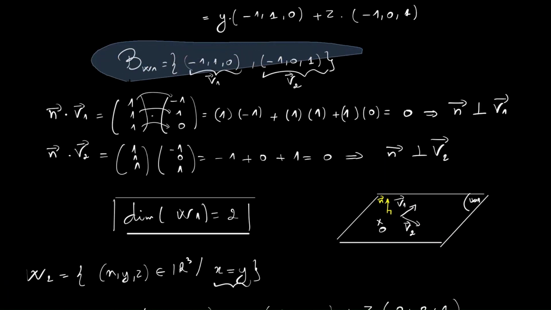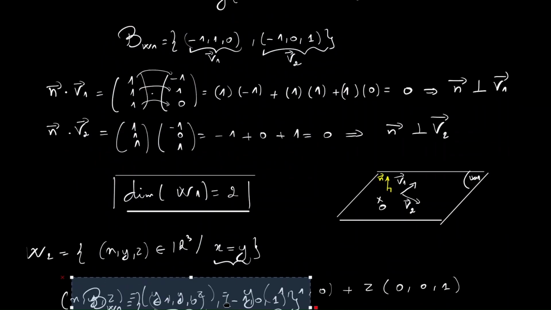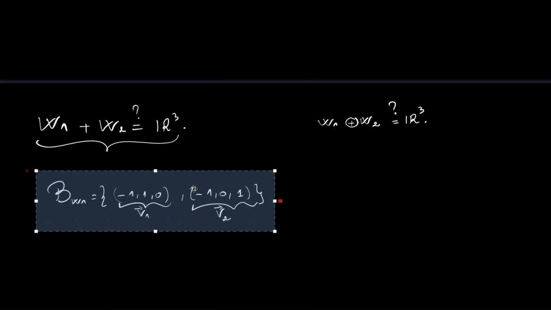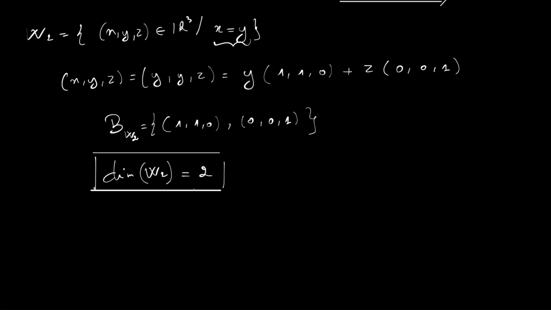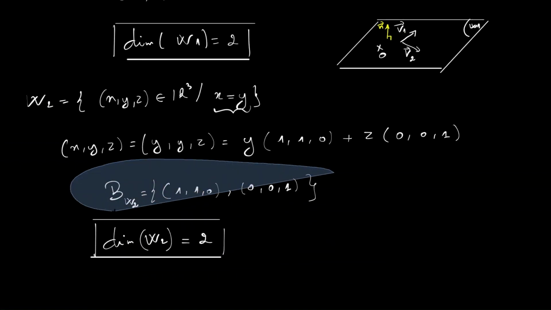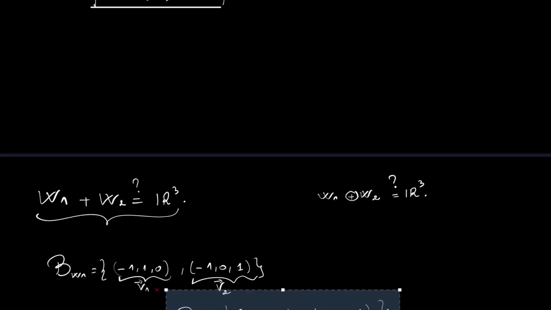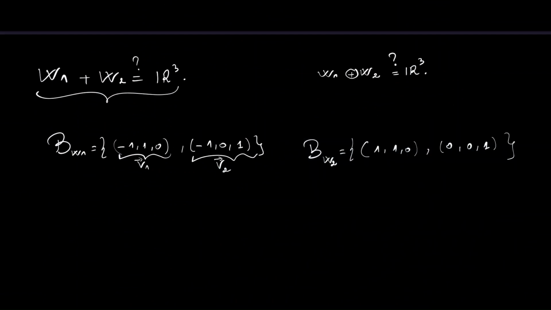I am going to take these two vectors, okay, and one vector from the second basis. So let's pick 3 vectors for our union. For example, minus 1, 1, 0, and minus 1, 0, 1, and 0, 0, 1.